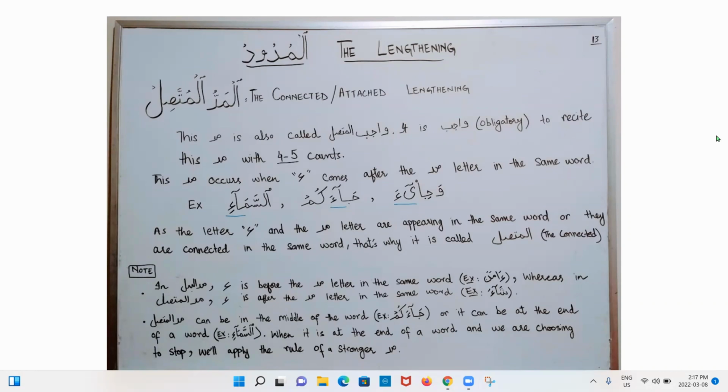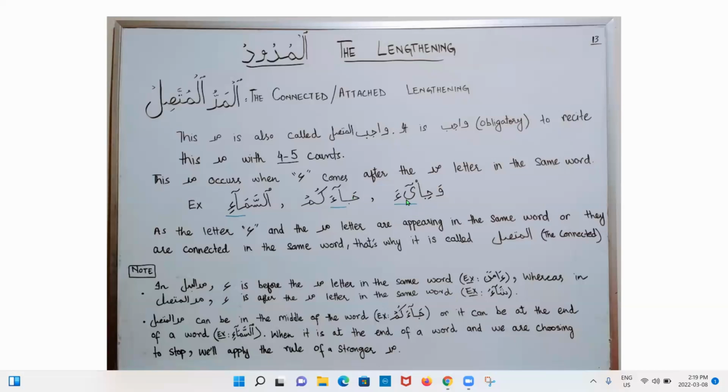With the continuation of the topic of Mudood, today inshallah we will discuss another mad, and that mad is called Maddul Muttasil or Maddul Wajib Muttasil, the connected or attached lengthening. This mad also falls under Maddul Far'i or the secondary lengthening, and this mad is caused by letter Hamza that comes after the mad letter in the same word. Because Hamza and the mad letter are in the same word, that's why this mad is called Muttasil or the connected or attached one. And this is called wajib because it is obligatory to recite this mad with 4 to 5 counts. And we can see some examples here.